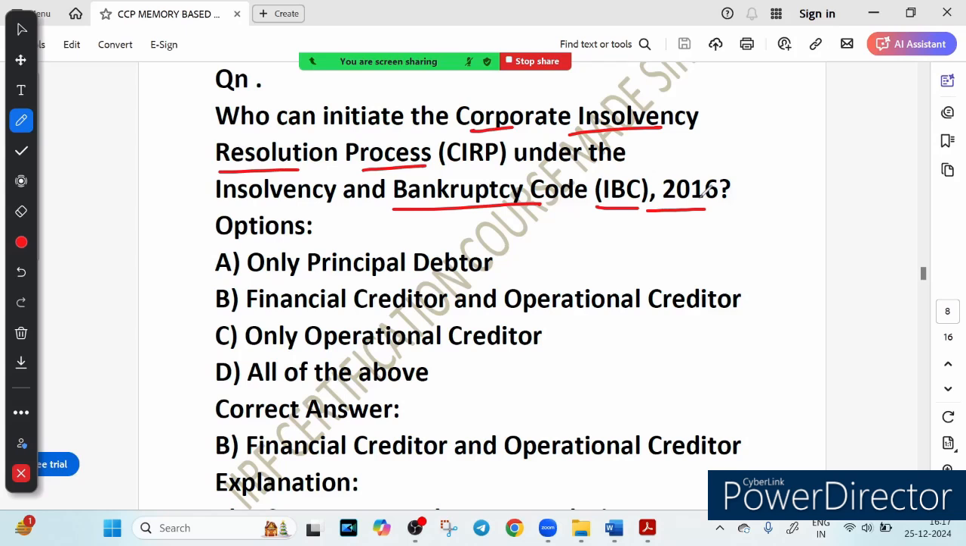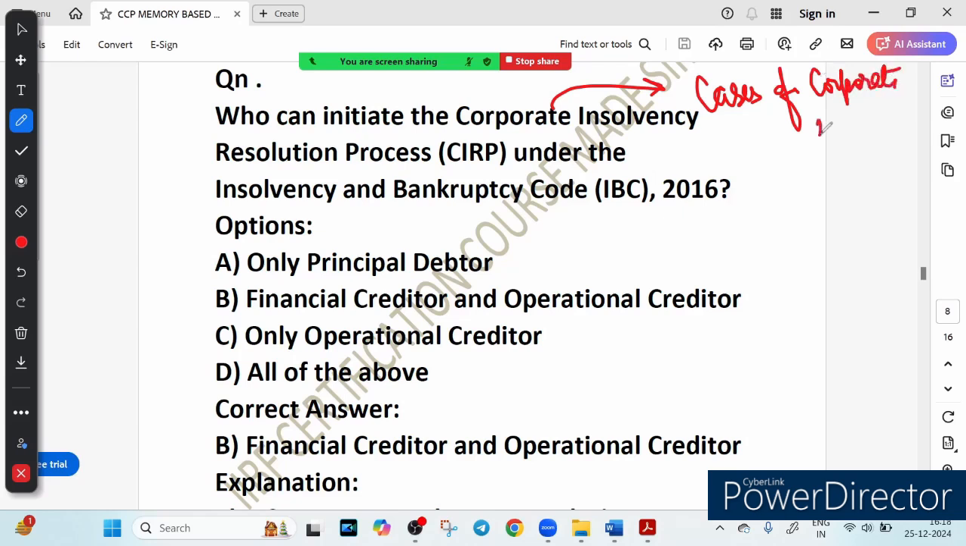So first of all, what is CIRP? Because we are dealing with CIRP, what is CIRP? CIRP stands for Corporate Insolvency Resolution Process. It is a mechanism under the IBC to resolve cases of corporate insolvency. If we have to resolve cases of corporate insolvency, in that case CIRP is used. So it is a legal process initiated when a company is unable to pay its debt, and it aims to revive the company or liquidate its assets to repay the creditors.